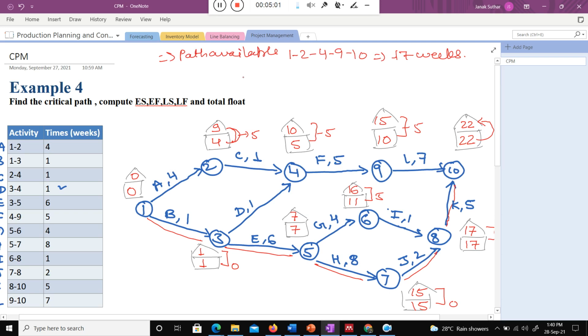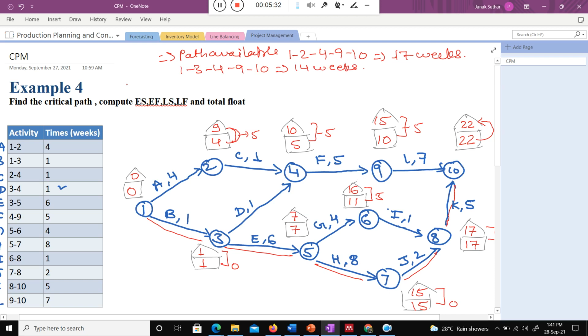Now I need to find out all the paths available in this particular network diagram. One path I just calculated the time for. Now 1 to 3, 3 to 4, 4 to 9, 9 to 10, that is another path available. Can you quickly tell me what will be the time duration for this path? Okay, 14 weeks. Very good.